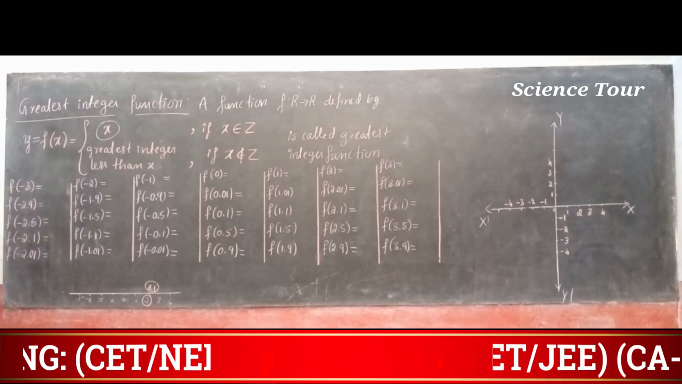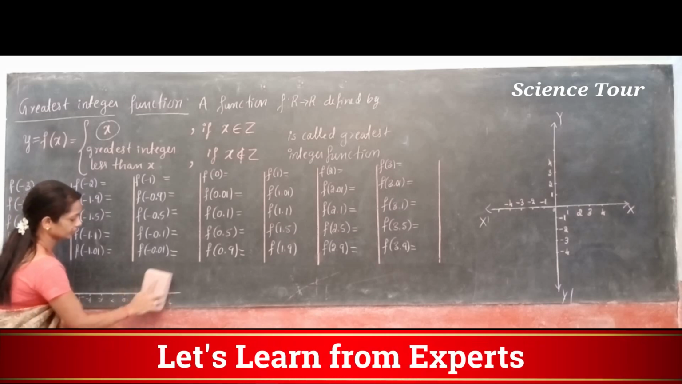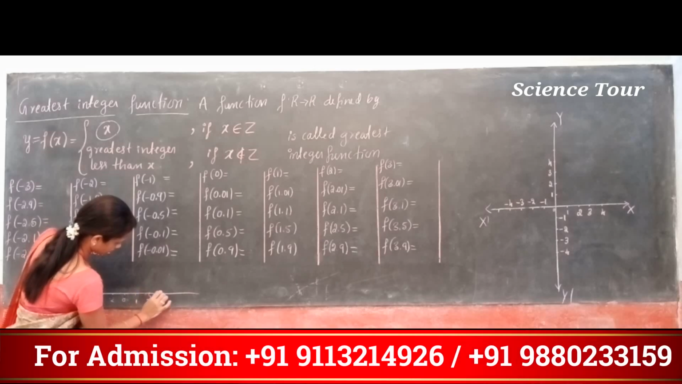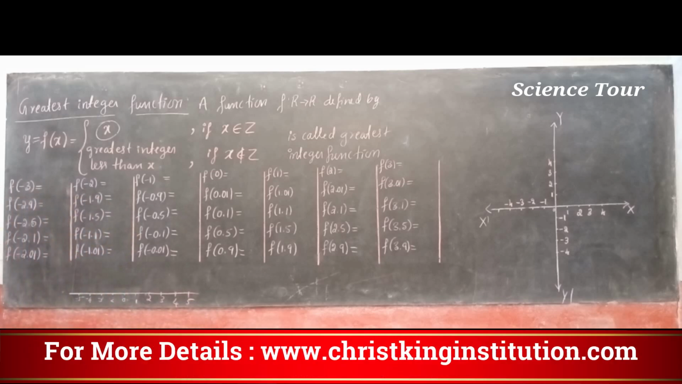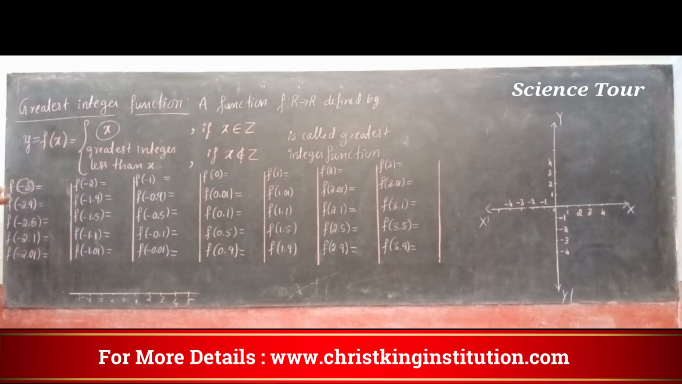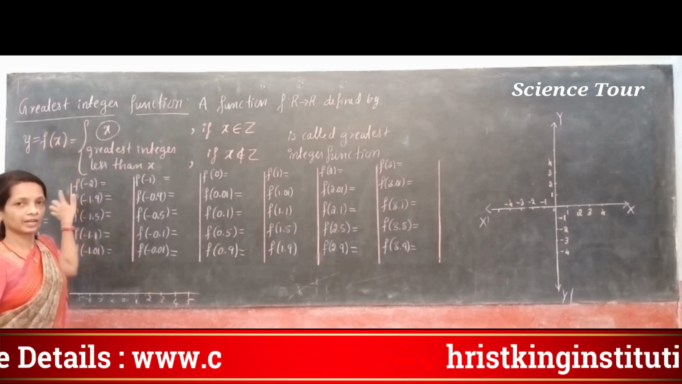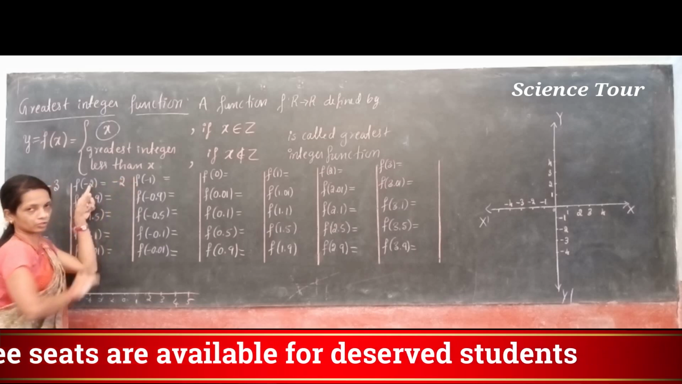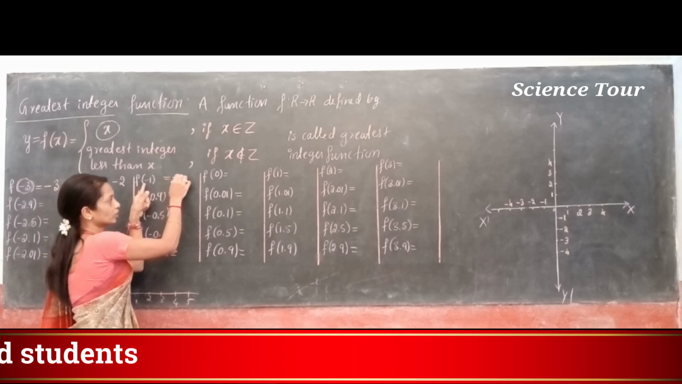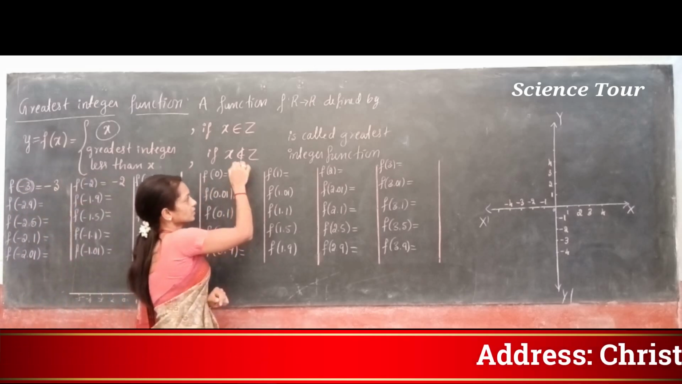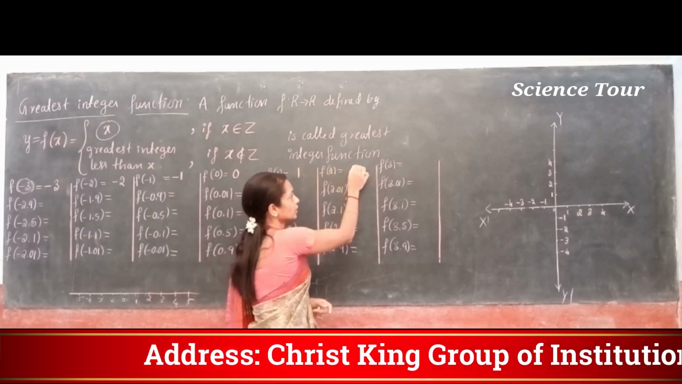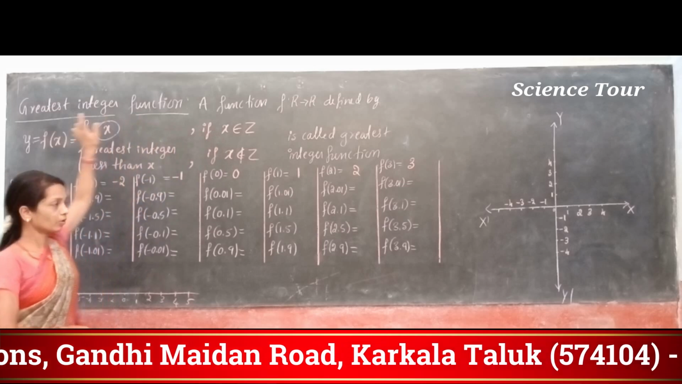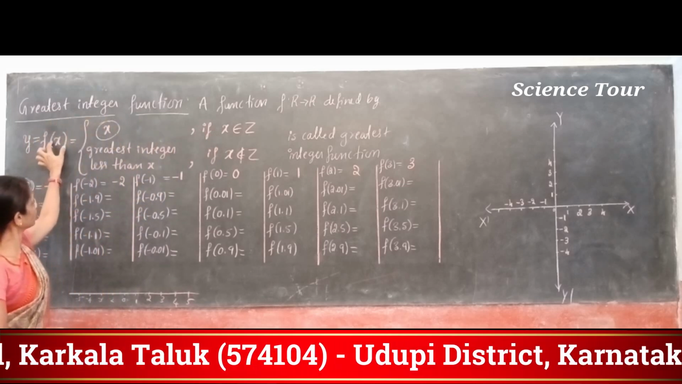First, f of minus 3 comes in which category? That comes in the first line, right? f of minus 3, that is an integer. If x is an integer, that only is the y answer. So f of minus 3 is minus 3. f of minus 2 is minus 2, f of minus 1 is minus 1, f of 0 is 0, f of 1 is 1, f of 2 is 2, f of 3 is 3, because all these are integers. If x belongs to Z, then y, or f of x, is equal to x only. What you have taken here, that only you have to write.